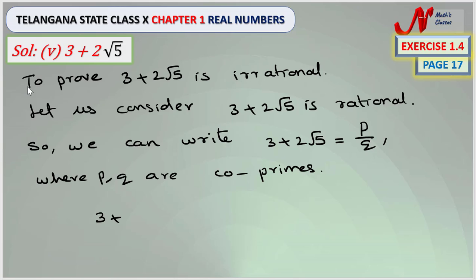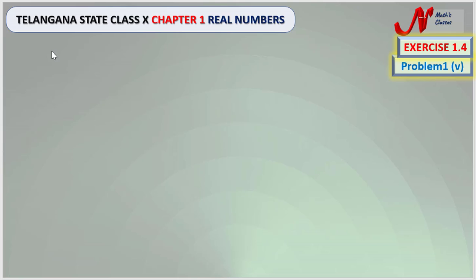So 3 plus 2 root 5 is equal to P by Q can be written as, to solve, 3 plus 2 root 5 is equal to P by Q, transpose 3 to the RHS. So it can be written as 2 root 5 is equal to P by Q minus 3. Next, the above equation can be written as 2 root 5 is equal to (P minus 3Q) by Q.